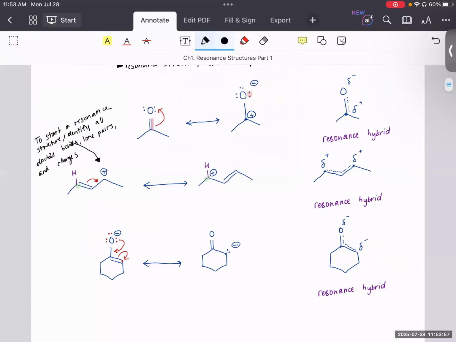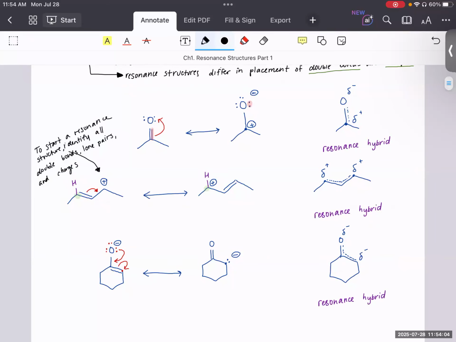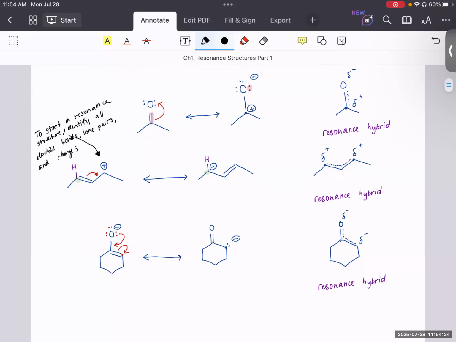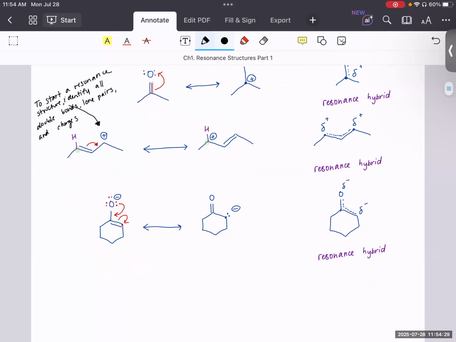And so this is just an introduction to three different types of situations you might encounter. The first is where you have a neutral molecule, but there's a double bond that can shift. The middle one is where you have a carbocation and you're looking at how double bonds can shift over to spread out that positive charge across different carbons. And that last one is a situation in which you have a negative charge and you're looking for how you can distribute that negative charge throughout the molecule.